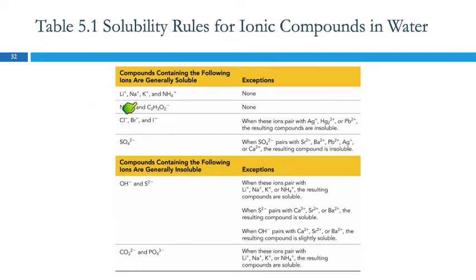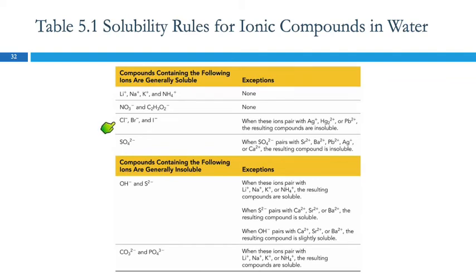The next one, those are all cations. The next one is nitrate ions and acetate ions. So if it has nitrate or acetate in it, it's going to also be soluble. Doesn't matter what the cation is. So you could have copper nitrate, or you could have barium acetate, doesn't matter. You see one of these ions, that'll dissolve in water.